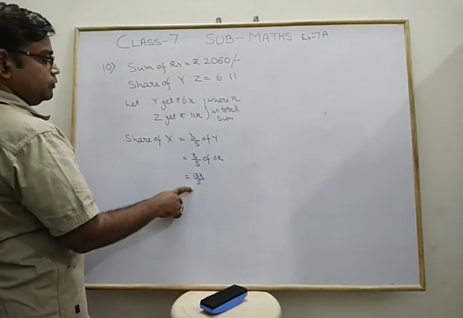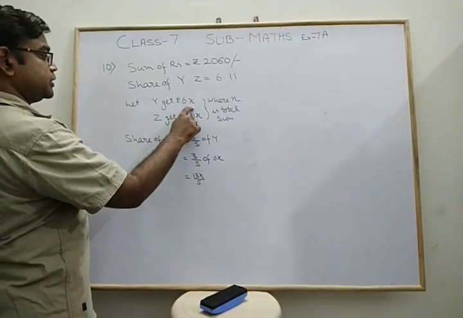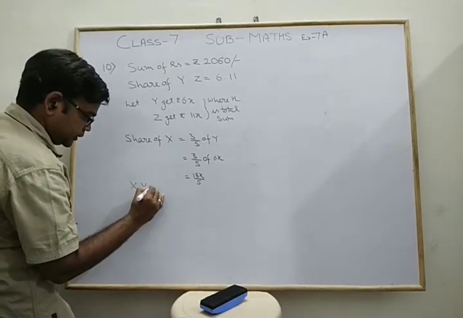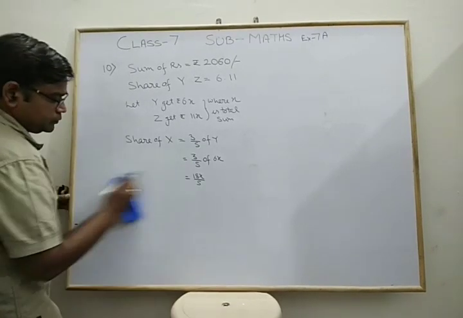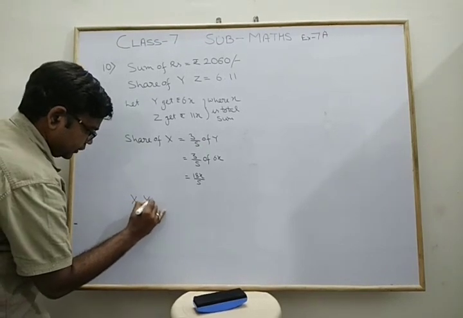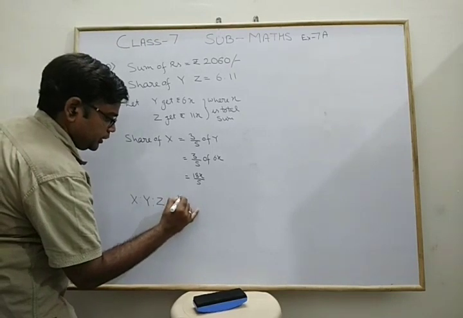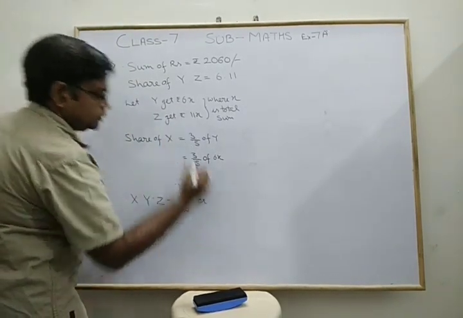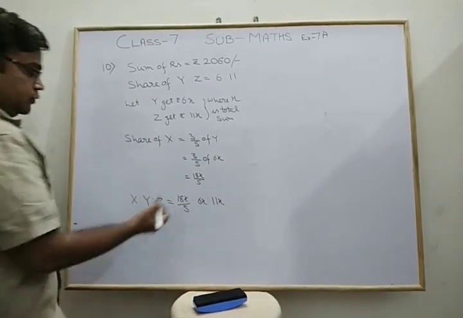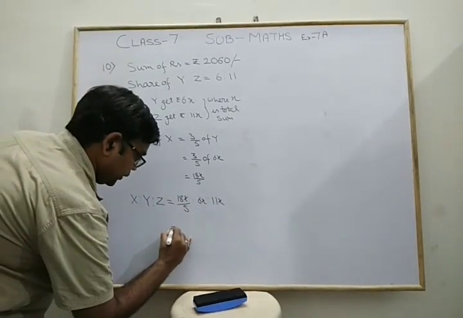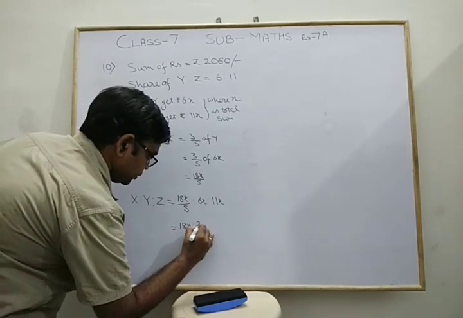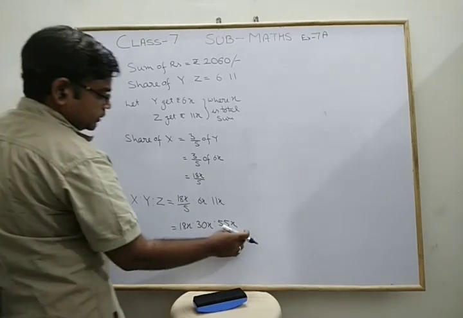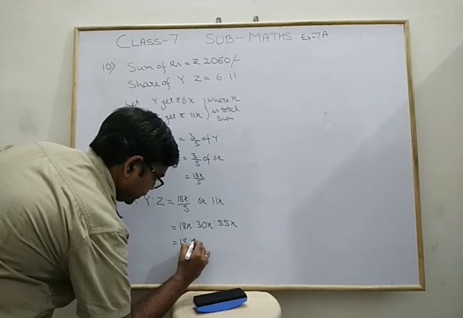So now we have the share of x in terms of x, the share of y in terms of 6x, and the share of z in terms of 11x. So x ratio y ratio z equals 18x by 5 ratio 6x ratio 11x. This is the assumed one. Now when we multiply all the ratios by 5, we convert into an equivalent ratio: 18x ratio 30x ratio 55x. Now x is a common term, we can remove x, so the ultimate ratios are this one.